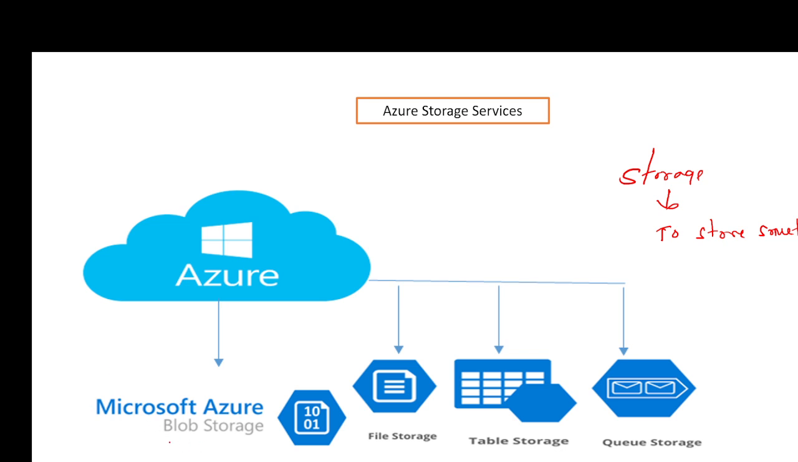Blob means binary large object storage. The second one is file storage, the third one is table storage, and the fourth one is queue storage. If you know what kind of data you want to dump, you can select that particular type of storage.